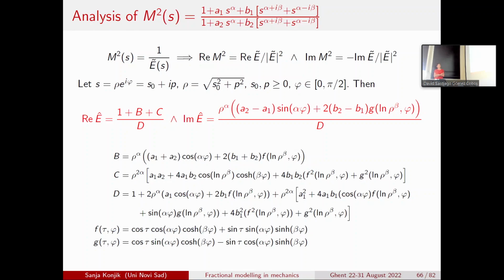And then the real and imaginary parts are given by these expressions, where again we use some short notation for B, C, D, and you can see how they look in these formulas. They also involve functions f and g, which depend on tau and phi, which appear when you write down how your arbitrary complex point looks. This phi is the argument of your complex point.